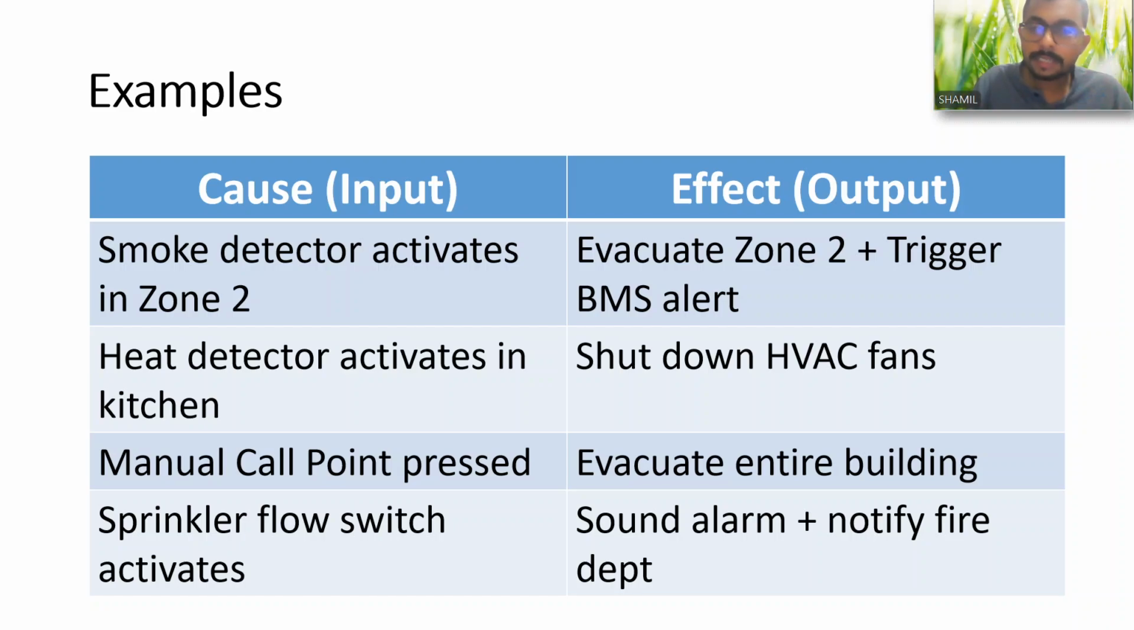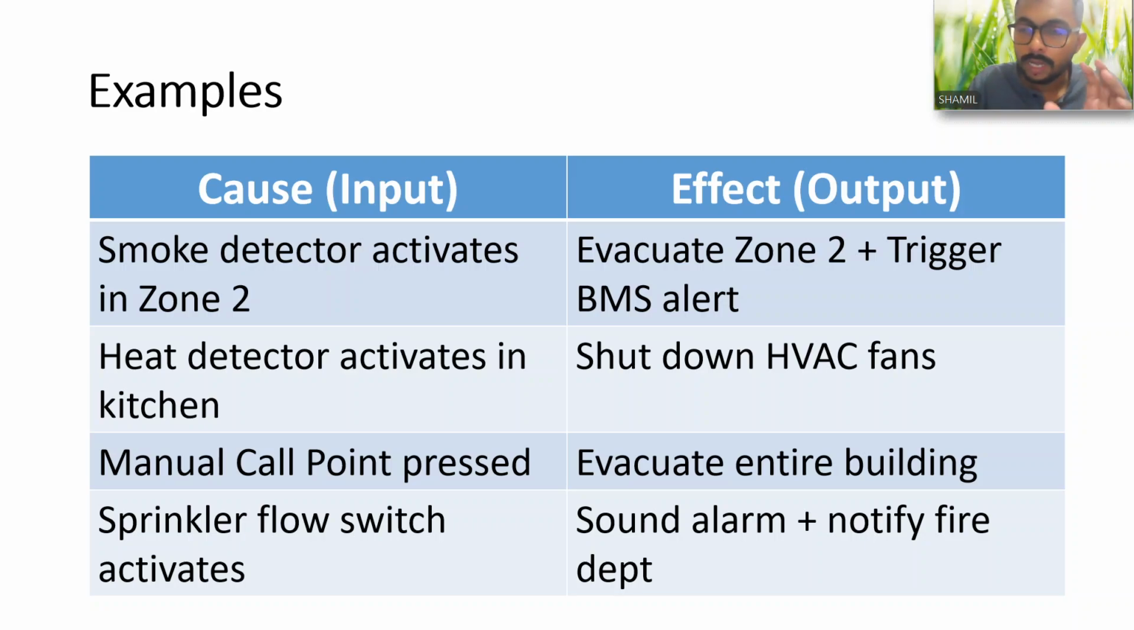Another example: if the heat detector activates in the kitchen, it will shut down the HVAC fans. That is the effect for this particular input. The third example is if a manual call point is pressed, then it will evacuate the entire building. The fourth one is if a sprinkler flow switch is activated, then it will sound an alarm and notify the fire department. The last one I spoke about was the effect for the cause when the sprinkler flow switch is activated. So each example forms a cause and effect logic for a fire alarm system.